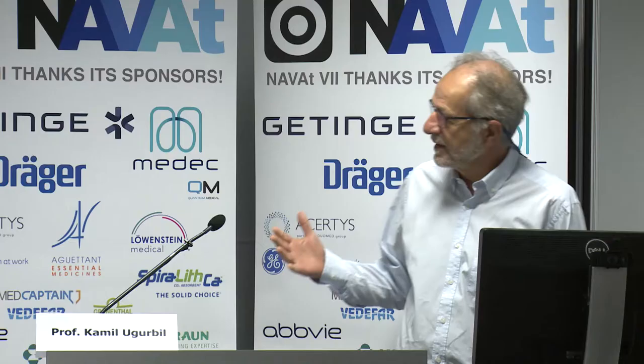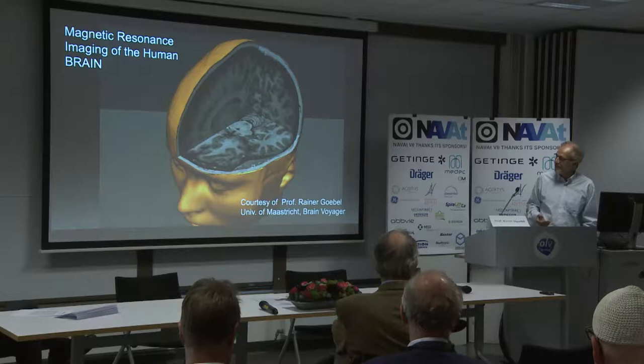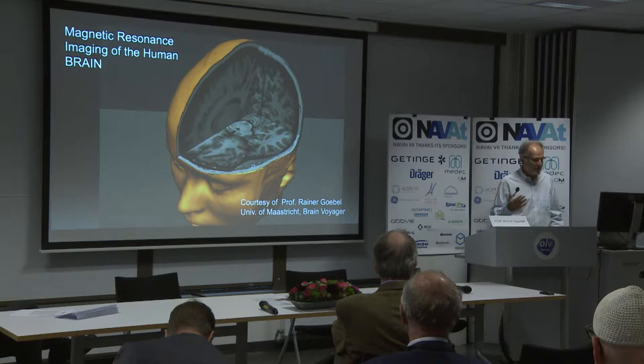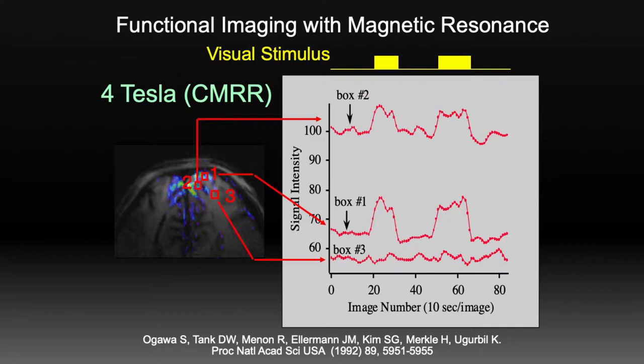But what has really revolutionized studies of the brain is not just this anatomy, which is used for clinical studies predominantly, but the introduction of our ability to obtain much more detailed information about structure as well as function and physiology in the brain. So this is our work that introduced functional imaging, or fMRI, and this was published in 1992.